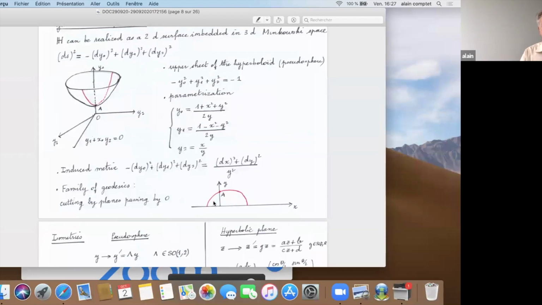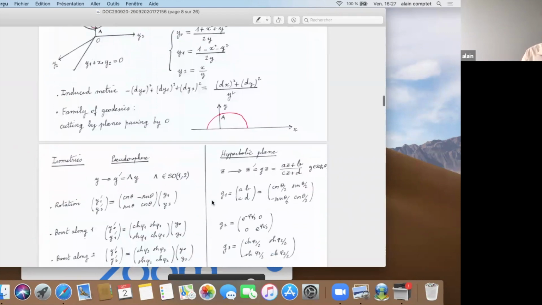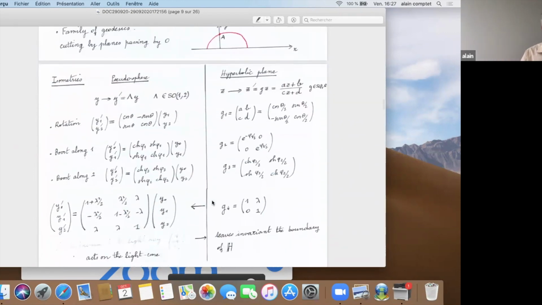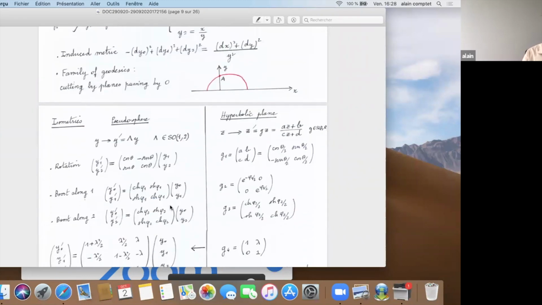Okay. Now, concerning the isometries, this Möbius group, in fact, it comes very simply from the Lorentz group. Indeed, the pseudosphere that we considered, in fact, is by construction invariant under Lorentz transformation.